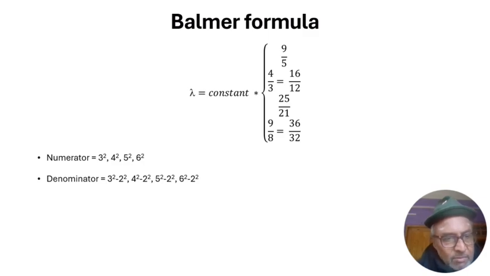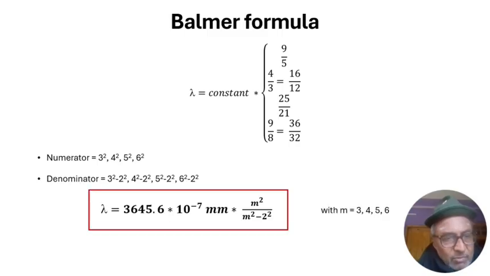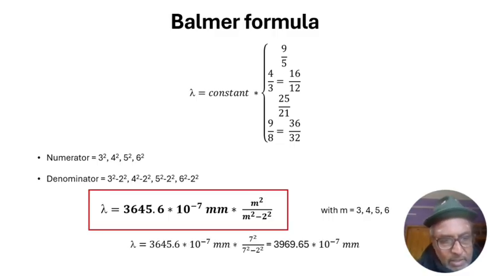In 1885, Balmer published his findings in the Verhandlungen der Naturforschenden Gesellschaft in Basel, Proceedings of the Scientific Society of Basel, as the formula lambda equals 3645.6 into 10 to the power minus 7 millimeters times m squared by m squared minus 2 squared, with m taking the values 3, 4, 5, and 6. He also predicted the existence of a fifth line in the spectrum with m equal to 7 and wavelength equals 3969.65 into 10 to the power minus 7 millimeters.